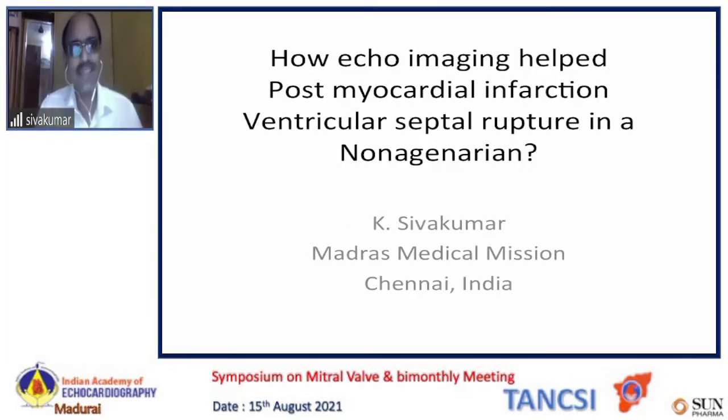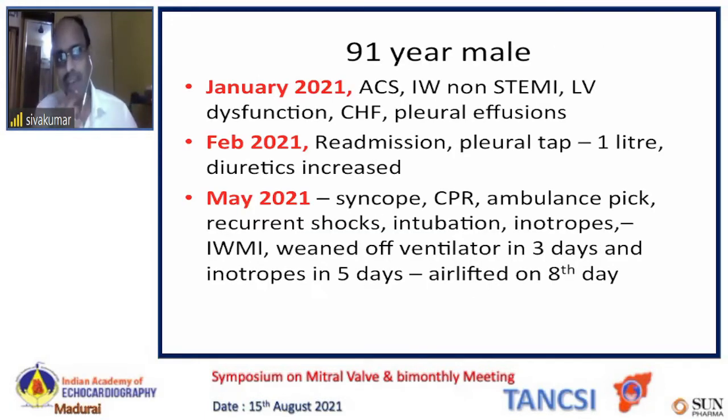So I'm going to talk about how echo imaging helped in managing a post-myocardial infarction VSR in a 90 plus individual. A 91-year-old male who was very healthy till early January 2021 gets an acute coronary syndrome, inferior wall non-STEMI with LV dysfunction, congestive heart failure, pleural effusion. Considering his age, he was conservatively managed. In February he was readmitted. A large pleural tap was done. Diuretics were increased. Then there was a peak of COVID, and so he had to remain within the house.